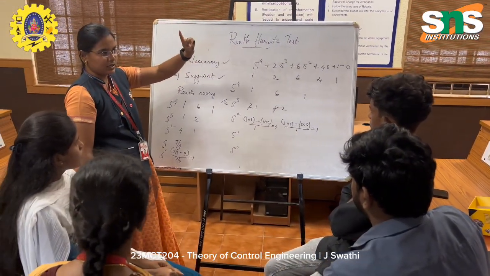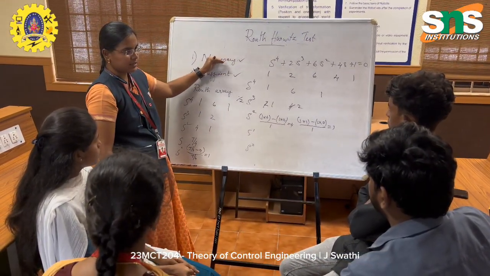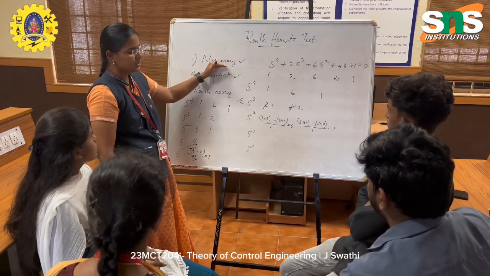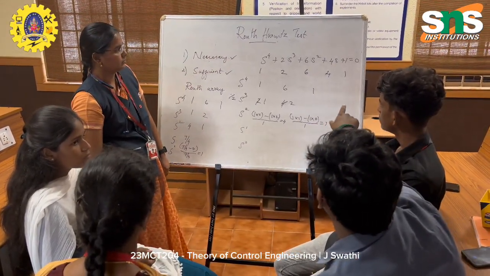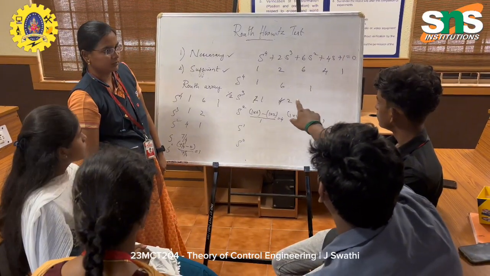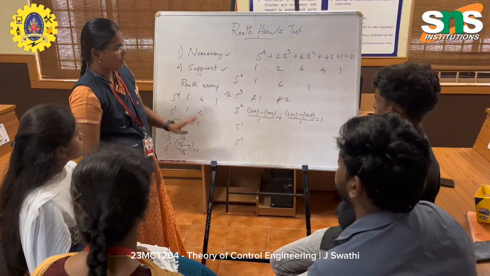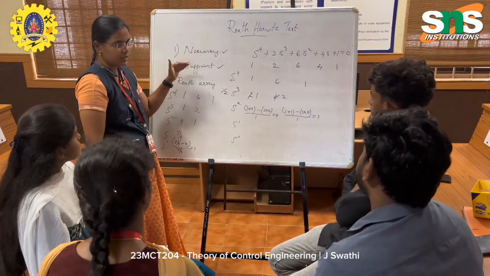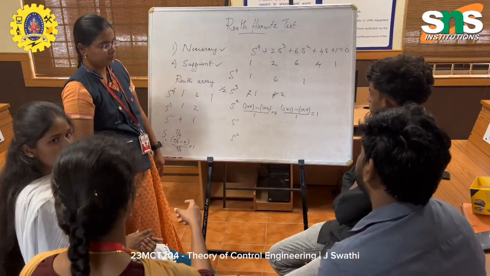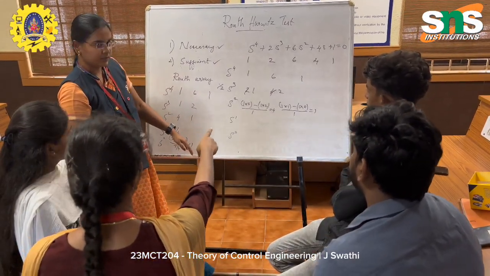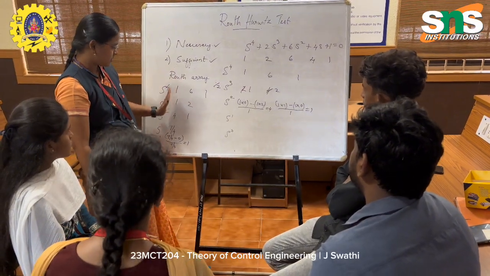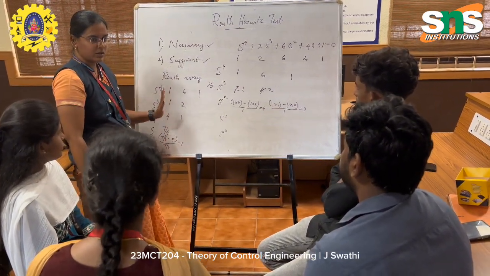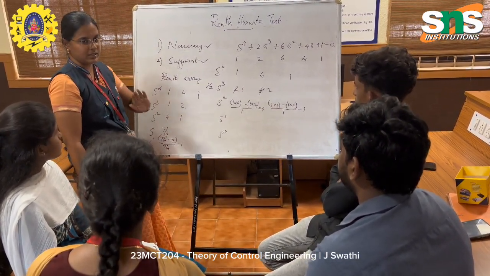Okay. So first we look for the necessary and sufficient conditions. What is the necessary condition, Harish? In the characteristic equation, all the coefficients should be positive. Positive. Very good. What is the sufficient condition, Madhumita? When we arrange the table, the first column should be either positive or negative, that is, all the elements should have the same sign.